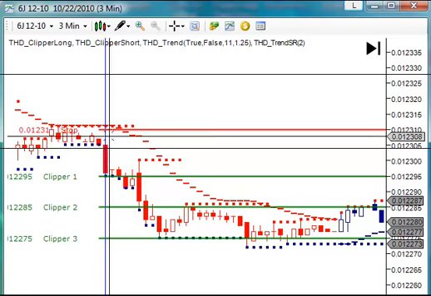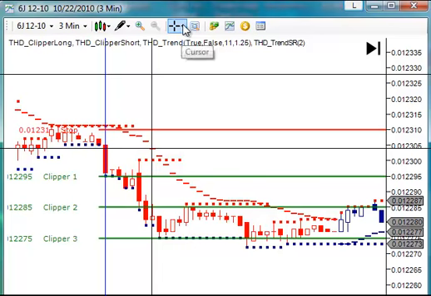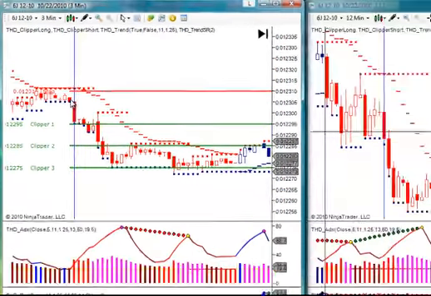Now let's go through the setup again. We know this is an isolated high, and I'm going to change this to a cursor so that you can see. This is an isolated high. It is higher than the previous bar, and the next bar closes in our direction, which means it was confirmed that this was an isolated high. That gave us our entry point with 5 ticks of risk.